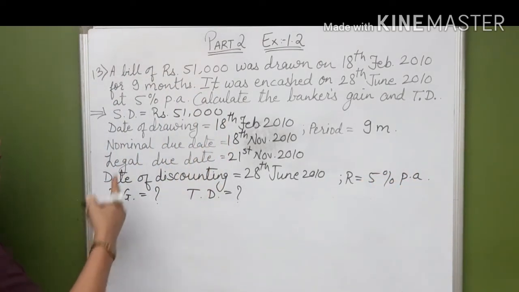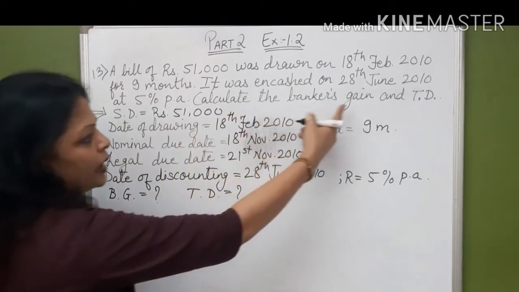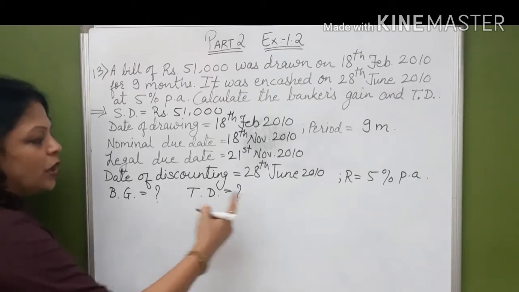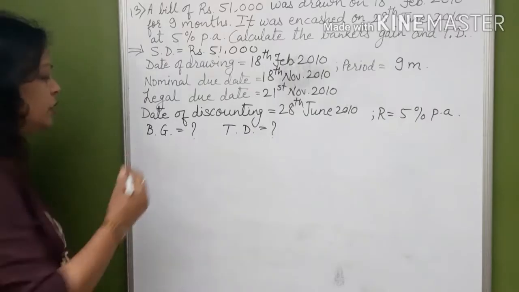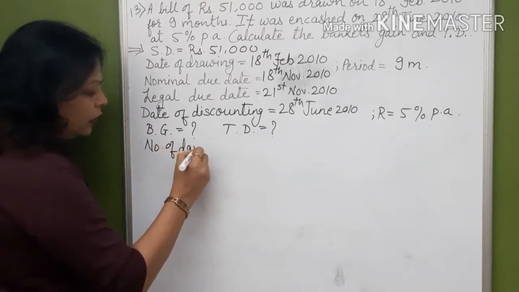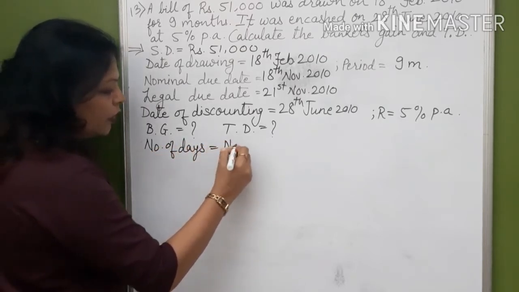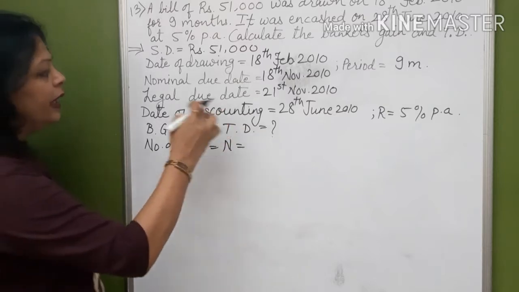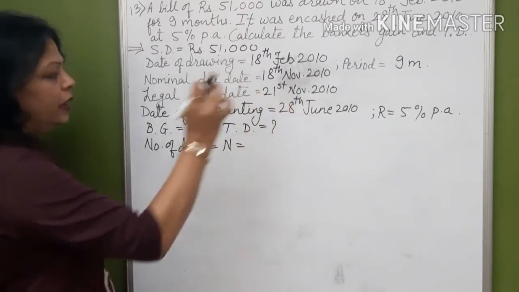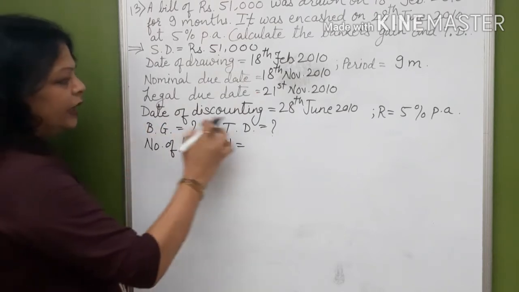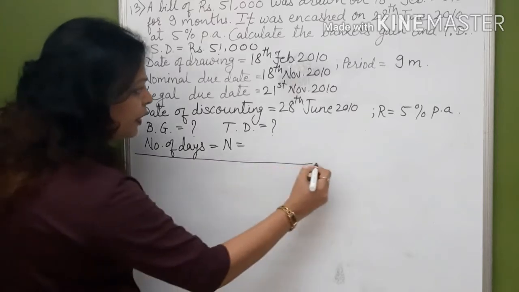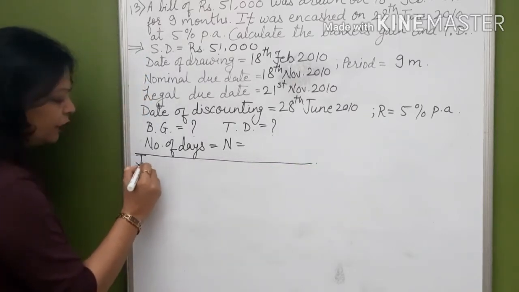We have to calculate the banker's gain and true discount. So number of days, n is equal to, this will be the number of days between date of discounting and the legal due date. So date of discounting is 28th June. So let us calculate the number of days. From June we will start.